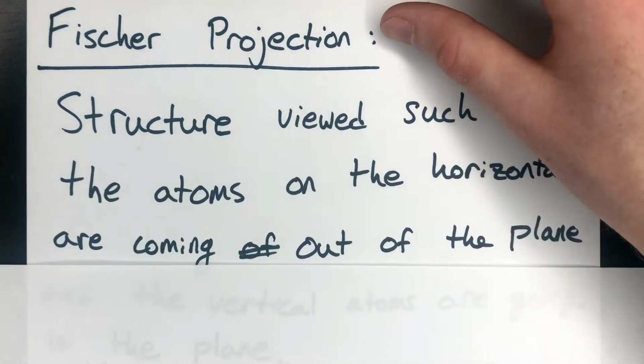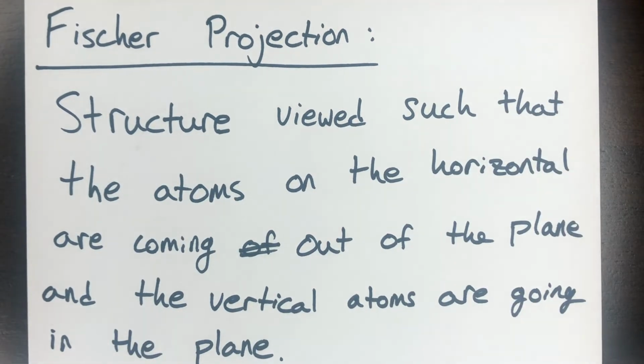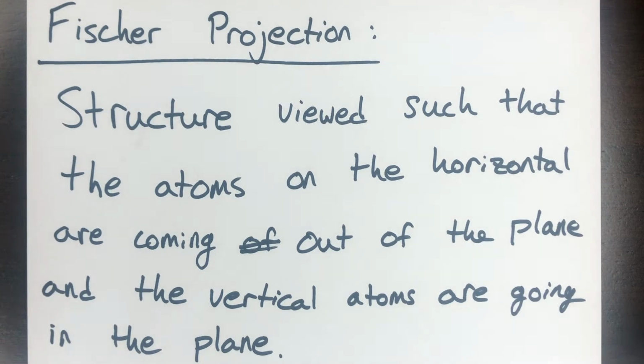This is a structural perspective such that the atoms that are on the horizontal axis are coming out of the plane. So they're kind of like wedges, like pseudo wedges. And then the atoms on the vertical axis are going into the plane, so that again, they are like dashes like in our skeletal structure.